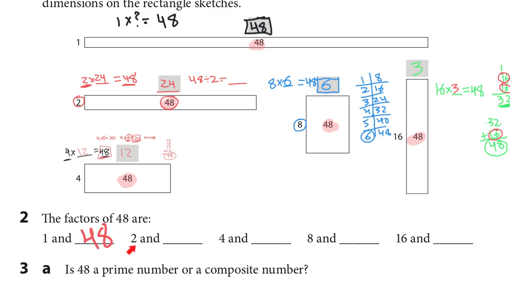Let's find the one with a 2 in it. 2 and 24. So we should put a 24 in here. 4 and something. Where's the 4? There we go. 4 and 12. And then let's find 8 and whatever's missing. Which one has an 8? There's the 8 and 6. And then finally 16 and something. 16 and 3. So those are going to be our factor pairs. All of the pairs that can be multiplied to make 48.